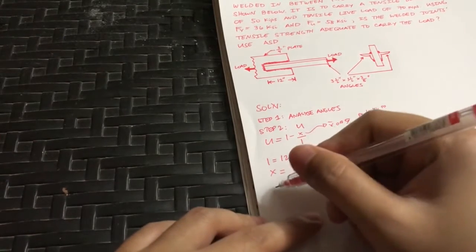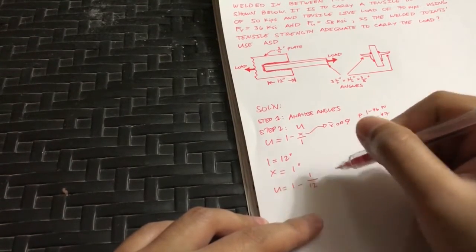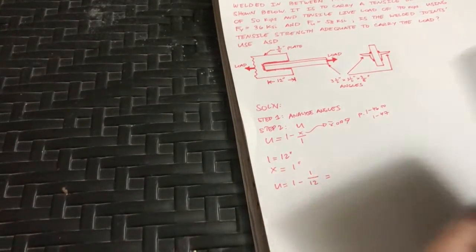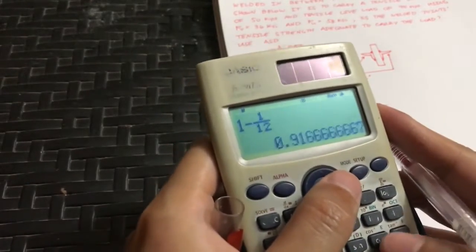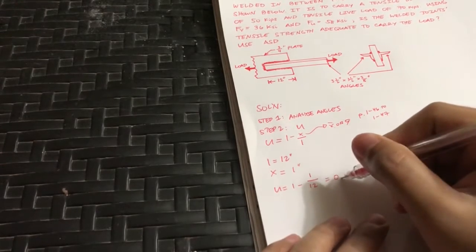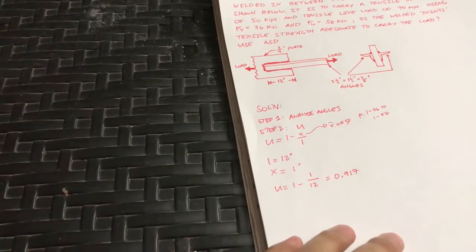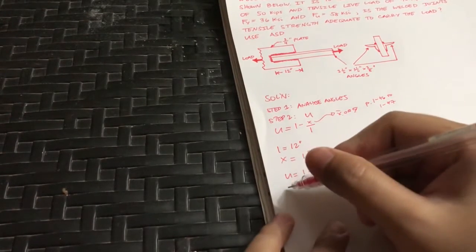So solving, we now have U is equal to 1 minus 1 inch over 12 inch. This is all equivalent to 1 minus 1 over 12, which is equal to 0.917. Okay.